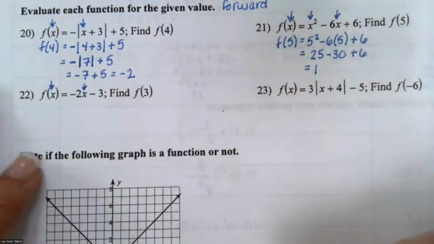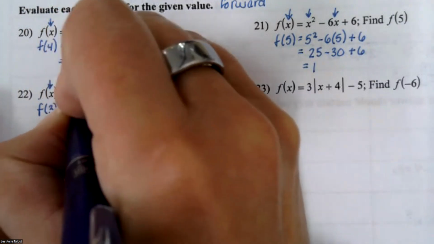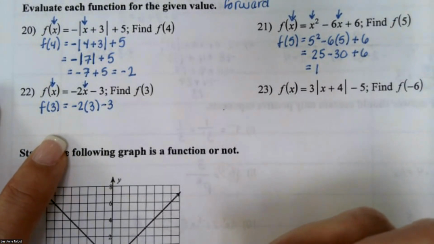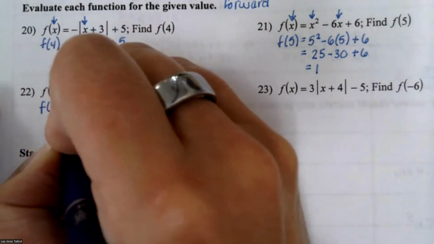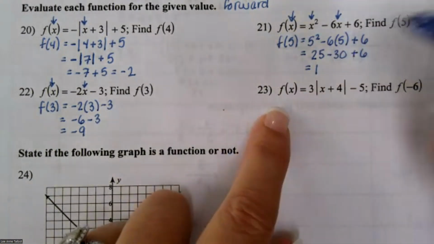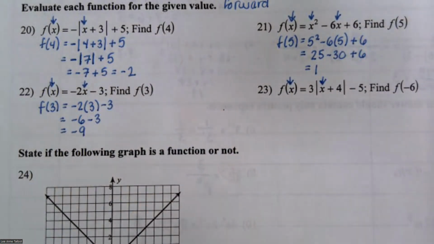Okay, so that's a 3. That's going to become a 3. That's going to become a 3. F of 3 equals negative 2 times 3 minus 3. Negative 6 minus 3. Negative 9. Oh, that might be one of my favorite questions of the whole thing. Okay, last one. That's going to become a negative 6. That's going to become a negative 6.